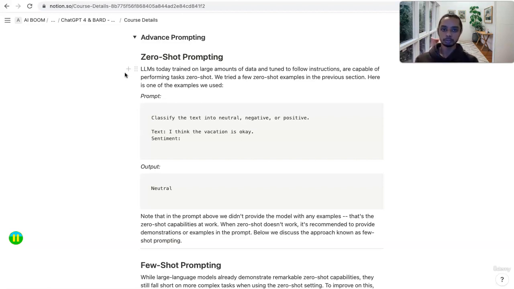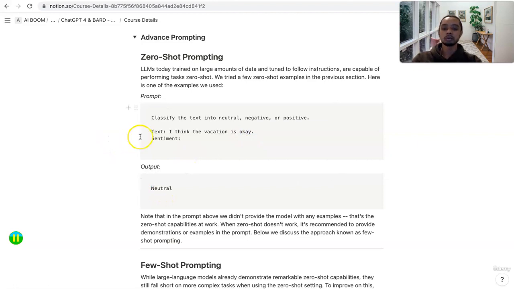So for zero shot prompting, what it means is that I'm not going to provide any background information. I'm just going to ask a question and ask ChatGPT to give me an answer. So here's an example of a zero shot prompt. Classify the text into neutral, negative, or positive. The text is, I think the vacation is okay. Sentiment, neutral, because of the word okay, it classified it as neutral.